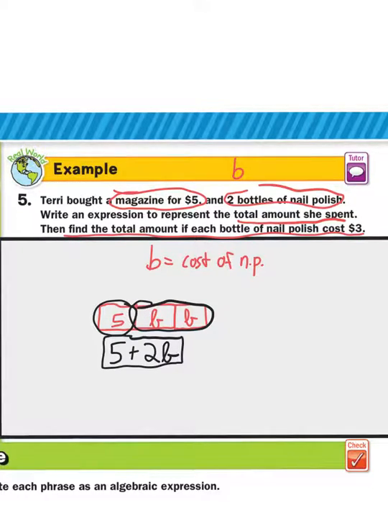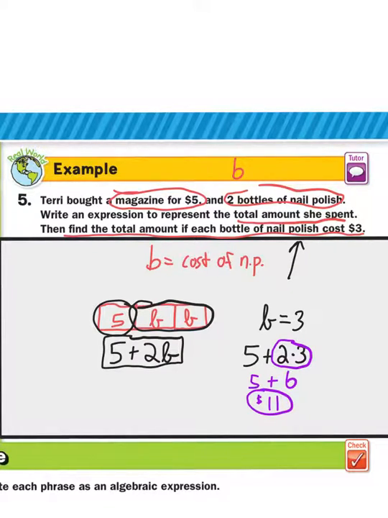But now notice in this real world example, it says, then find the total amount if each bottle of nail polish costs $3. So this is where we substitute. This is telling us that B, the cost of a bottle of nail polish, is 3. So we take our expression and we're going to put the 3 in for B. So watch. We have $5 plus 2 times 3. Because remember, bottle of nail polish, they're saying is 3. And now we solve using PEMDAS. Remember, you multiply first. 2 times 3 is 6. 6 plus 5 is 11. So that would be the answer to our expression if B equals 3.